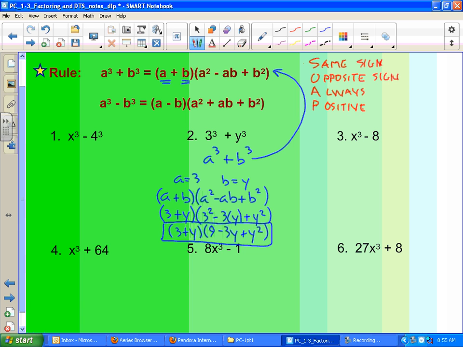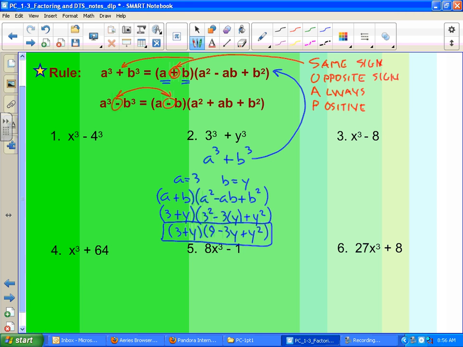Well, the same sign means if this is a plus to begin with, if the binomial has a positive value in between your two terms, then that means the very first factored part of this rule will also be the same sign, in this case another plus sign. If that was a negative sign, you have a negative sign, right? Same sign.